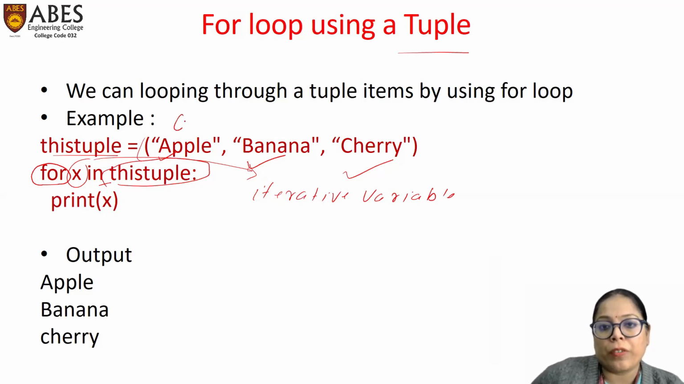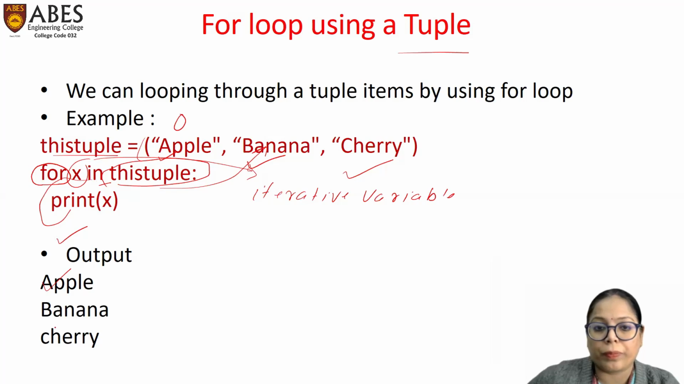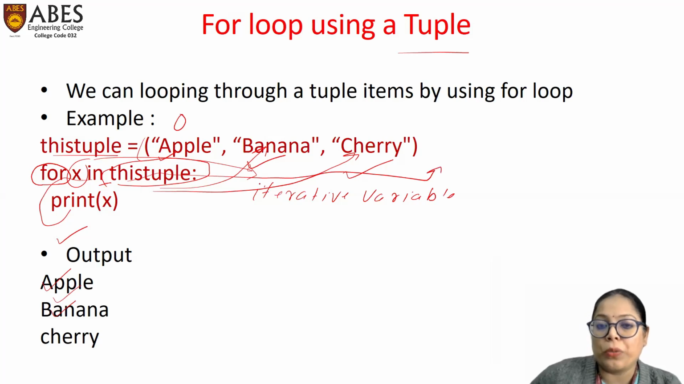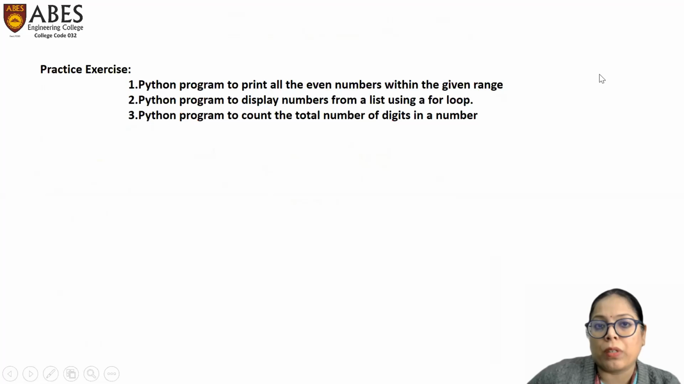So first it checks for the first element, and this is printed. Again it goes back and checks for the next one. It finds banana, and banana is printed. Again it goes back and checks in the tuple. It finds cherry, and cherry is printed. Again it goes back and checks for the next element. It finds that there is no further element, so it stops there only. So this is how for loop is used in tuple.